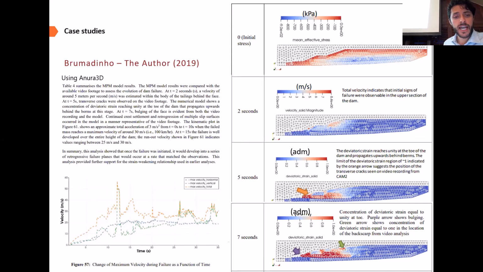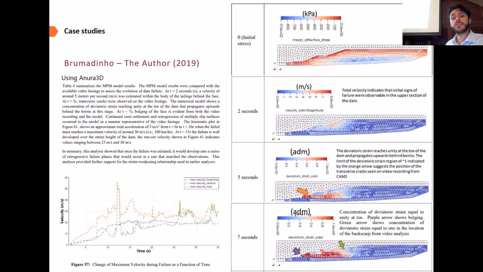I am citing here exactly what is written in the report. I don't want to say anything that is not written there. But basically, the text on the left describes step by step what was seen during the failure in the video recording and in the MPM model.